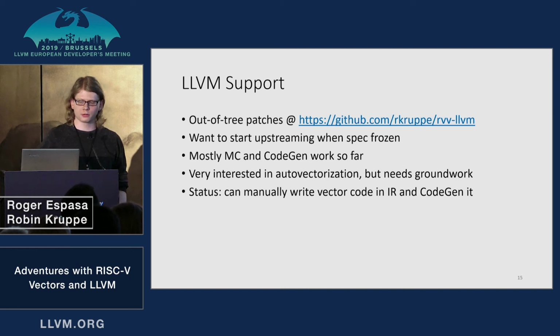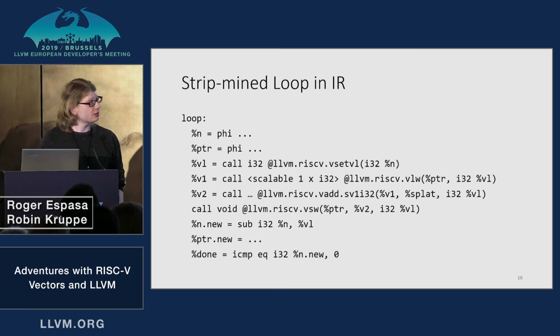And currently, you can write vector code in the IR and code generate it. That looks a bit like this. I won't bore you with all the details. They wouldn't even fit all on the slide, but this is the same loop as before in assembly, and it has the same loop structure. It's this vsetvli intrinsic there, and we have this new vector type, scalable 1 times i32. And the rest of the loop structure is just regular arithmetic instructions, branches, like you know.